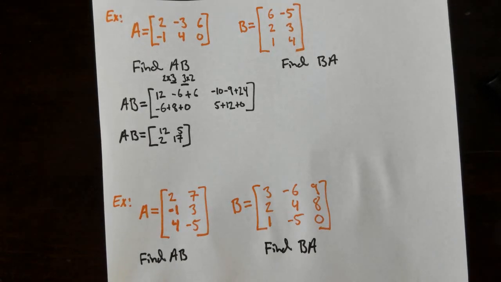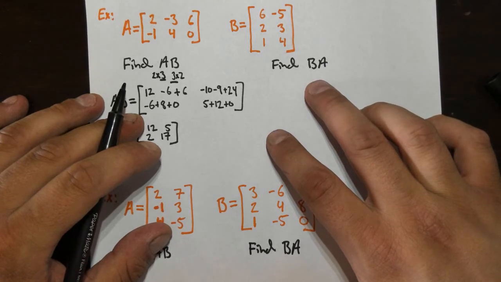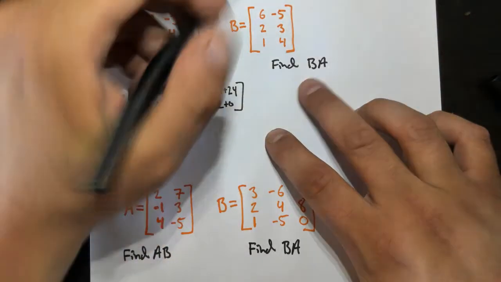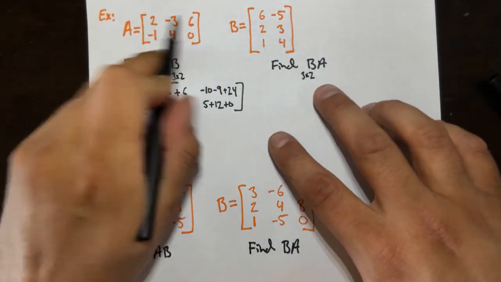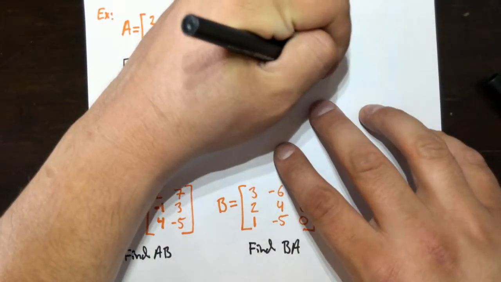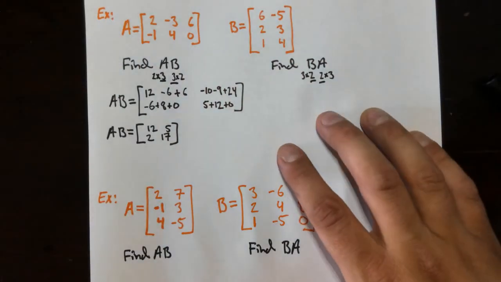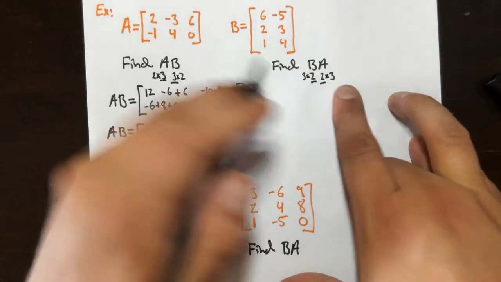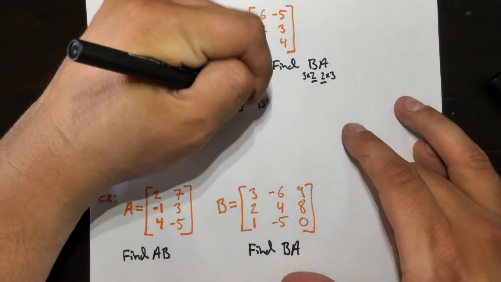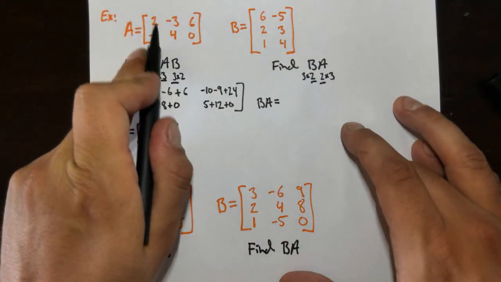Now let's go on to BA. So let's first see if we can do these together. So BA is a 3 times 2, and A is a 2 times 3. Because these middle ones are the same, we can multiply them, and the resultant is going to be a 3 by 3 matrix. So, BA, we're taking the rows in B and multiplying them by the columns in A.